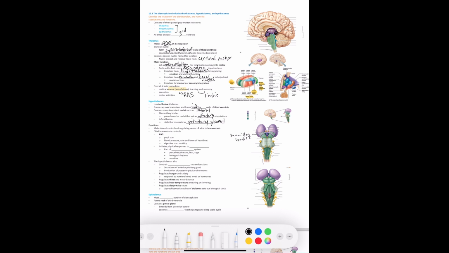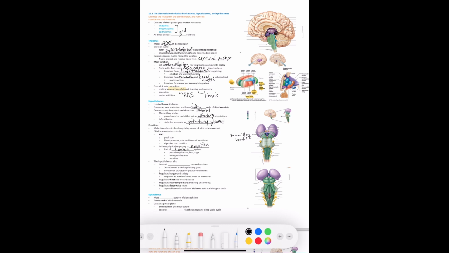Some of the functions of the hypothalamus: it's the main visceral control and regulating center for homeostasis. And the chief homeostasis controls, so for instance, the autonomic nervous system controls pupil size, blood pressure, the rate and force of the heartbeat, including digestive tract motility. It initiates physical responses to emotion. So it's part of the limbic system.